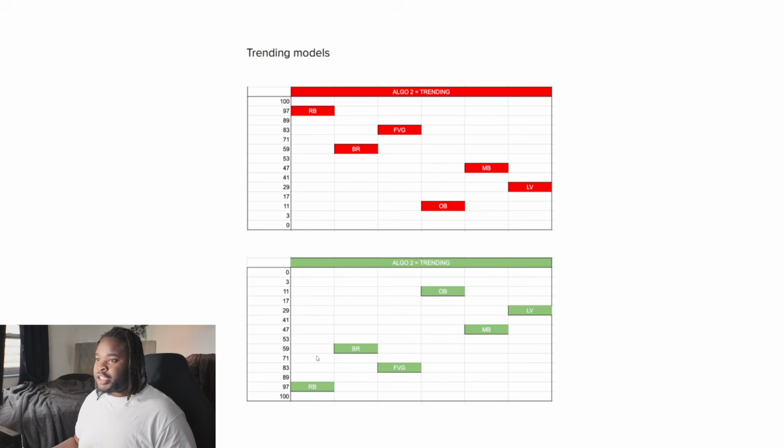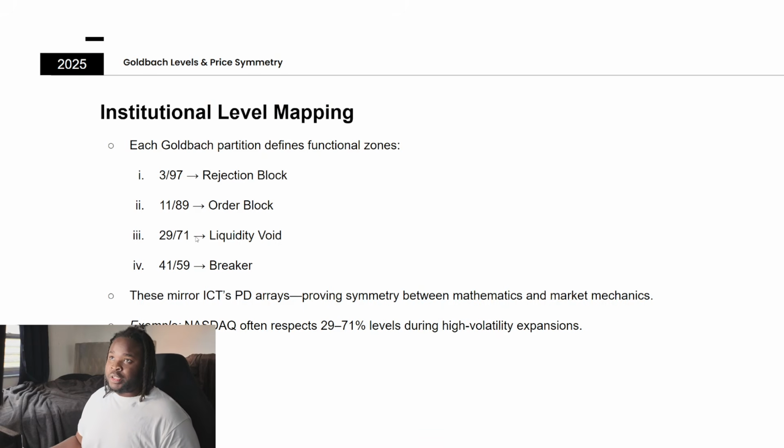Same is true for the bullish example, right? It's rejecting the 97, right? And it's heading up to and rejecting the 3% of the range in the bullish example. Okay? So each particular partition defines a functional zone. The 3 and the 97 is the rejection block. The 11 and the 89 represent the order block. The 29 and the 71 represents the liquidity void. The 41 and the 59 represent the breaker. Okay.